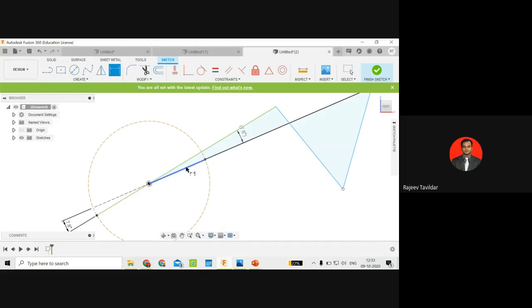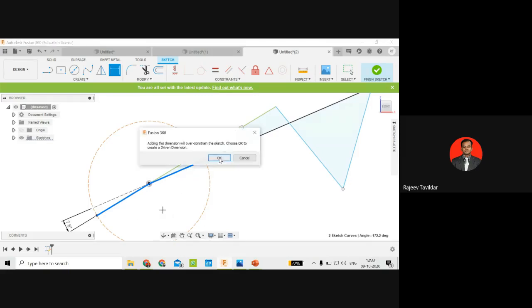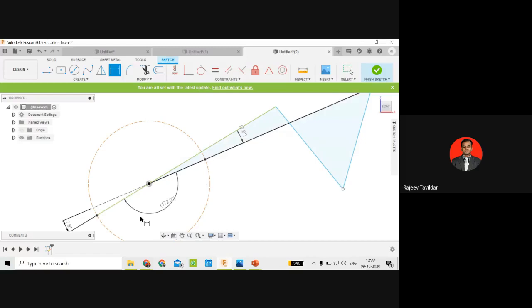I'll measure the angle from this point to this point. It's not taking here. It is taking the other way around. See here, this angle is 172, so obviously the outside angle will be more than 180, that is 187.8. I hope you are getting this point.